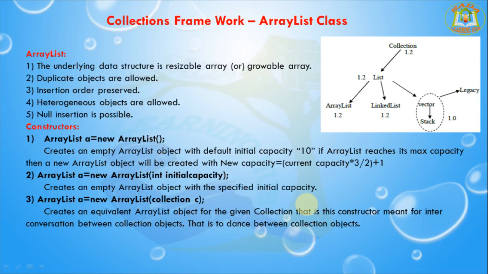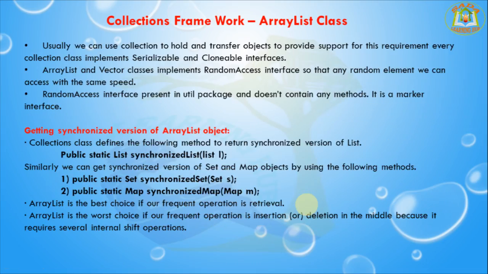Next, usually, we can use collections to hold and transfer objects to provide support for this requirement. Every collections class implements the Serializable and Cloneable interfaces. ArrayList and Vector classes implement the RandomAccess interface so that we can access any random element with the same speed. The RandomAccess interface is present in the util package and doesn't contain any methods.